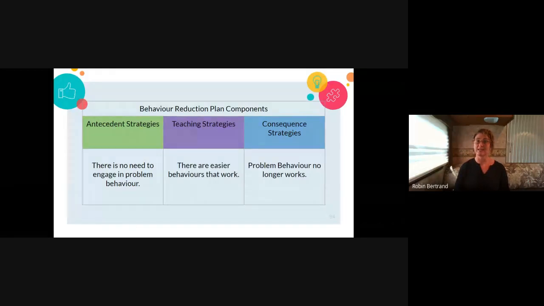Antecedent strategies explain how the environment can be changed or adapted so that there's no need to engage in problem behavior because the person already has their needs met. Teaching strategies explain how to strengthen skills, usually new skills, that will allow the individual to have their needs met in easier and more acceptable ways. The problem behavior doesn't have to happen. Consequence strategies will explain how to respond when the individual does demonstrate problem behavior, so that problem behavior doesn't work anymore. In other words, it doesn't lead to reinforcement anymore.